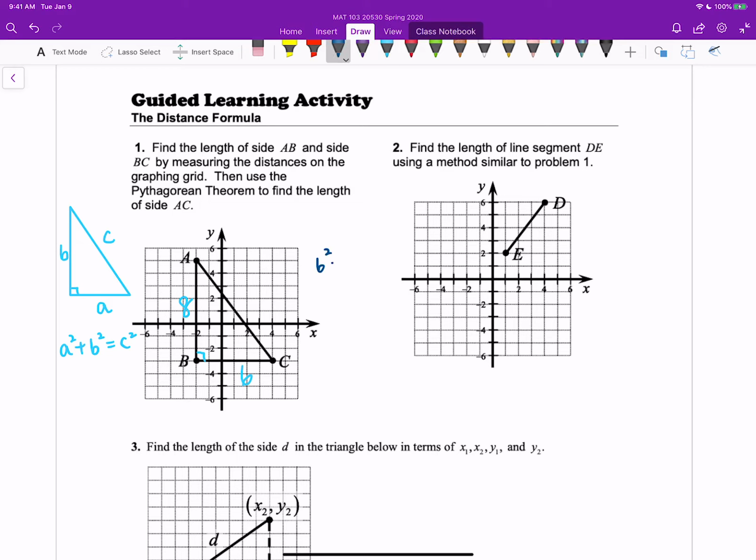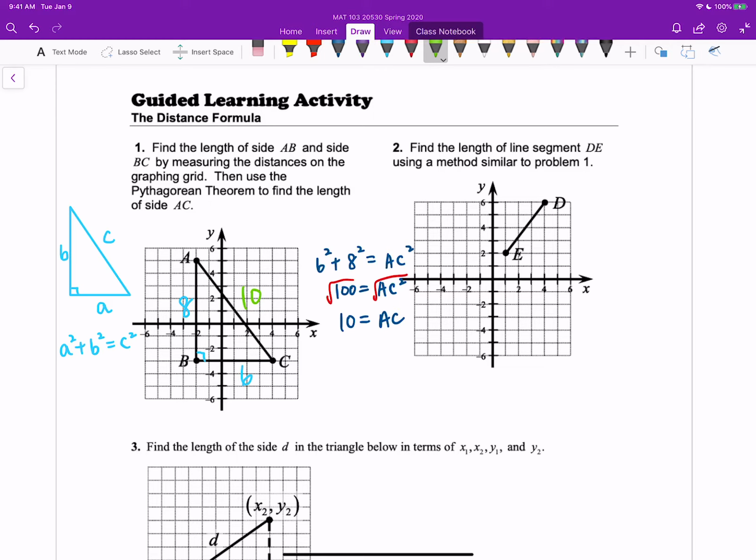6 squared plus 8 squared equals AC squared. Calculate the left hand side, you will get 100 exactly, equals AC squared. Take a square root on both sides. Because AC cannot be negative, we don't need absolute value on the right hand side. You simply put AC. On the left hand side, square root of 100 is simply 10. Therefore, the length of AC is 10.